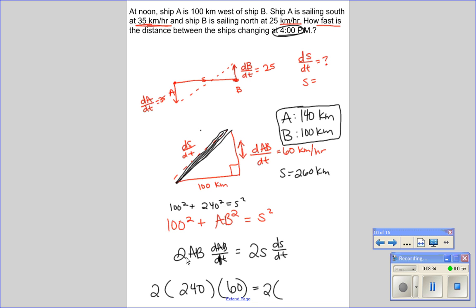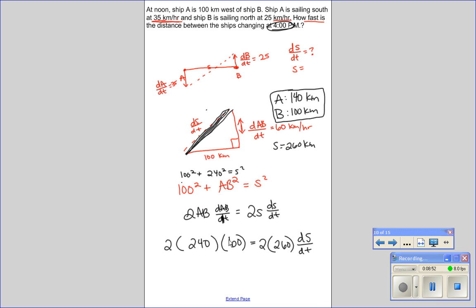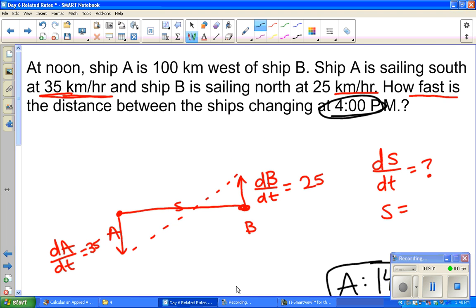Filling in what I know here from my derivative. Why did I take the derivative? It's because it's called related rates. It's wanting to know how fast the distance between the ships is changing, how the rate between the ships at 4 p.m. So the S was 260. And then look, the only variable I have left is the ds/dt, the change in the distance between the ships. So I'm going to let those 2's cancel. So that's 240 times 60 divided by 260.